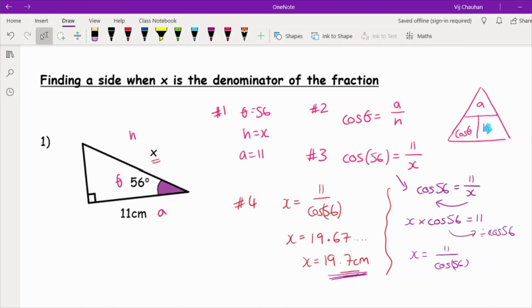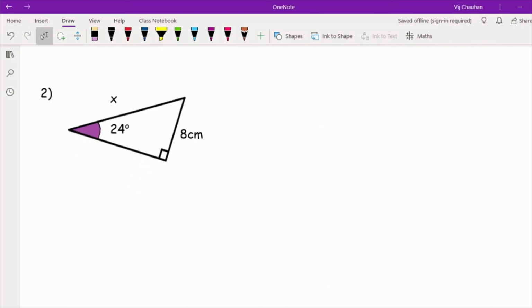So let's have a look at the next example. So here again, I'm going through the steps. So step 1, label the triangle.